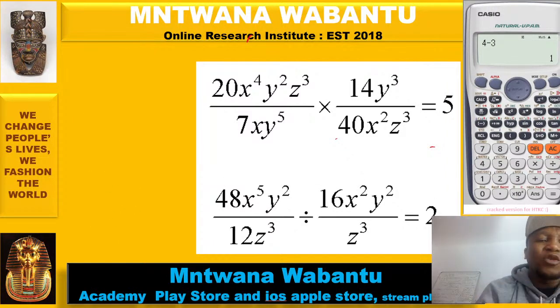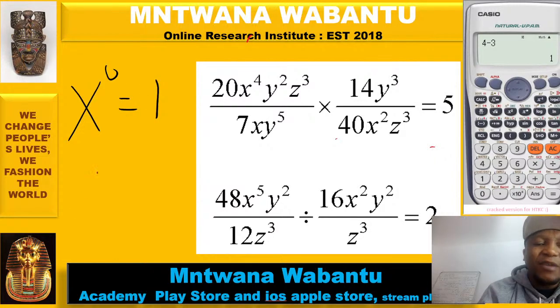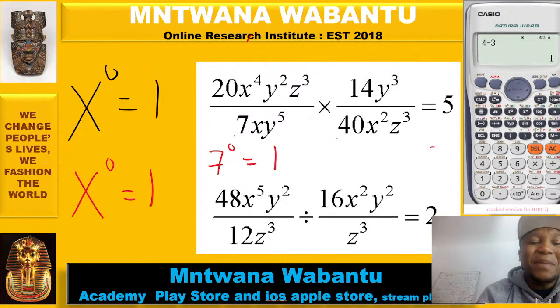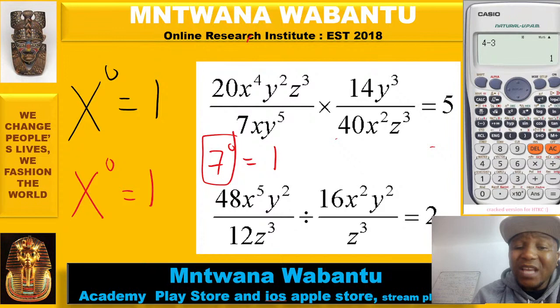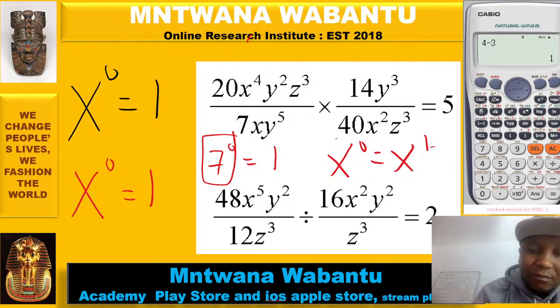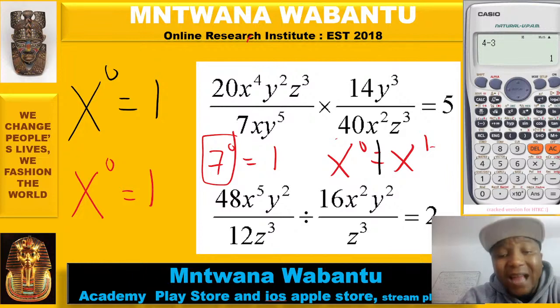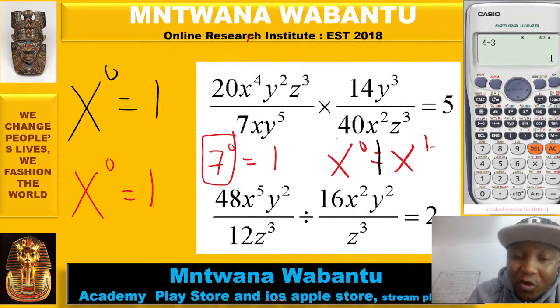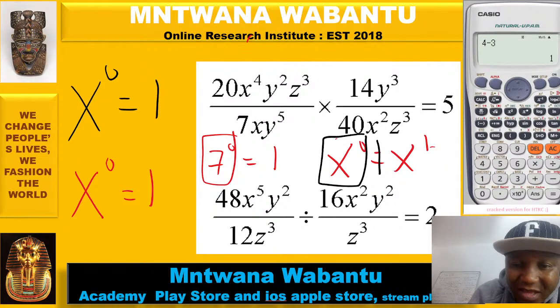Any number to the power 0 is equal to 1. Everything. If you have a base and the power is 0, it equals 1. It can be any number, let's say 7 power 0, so it equals 1. Never say x power 0 equals x power 1. No, it's not. You can never say that, because everything with the power 0 is going to be equal to 1.